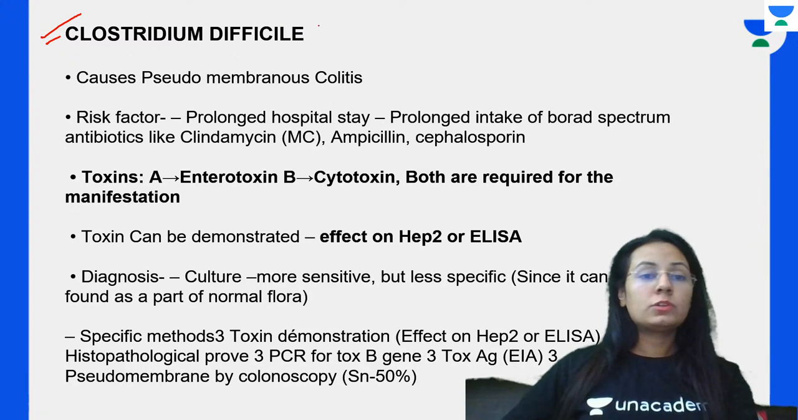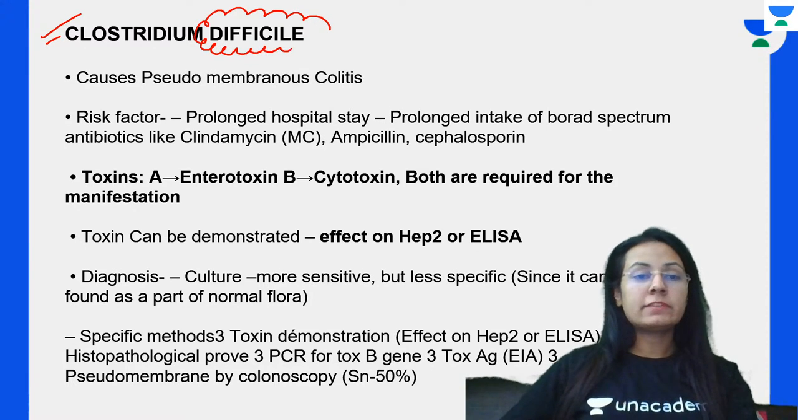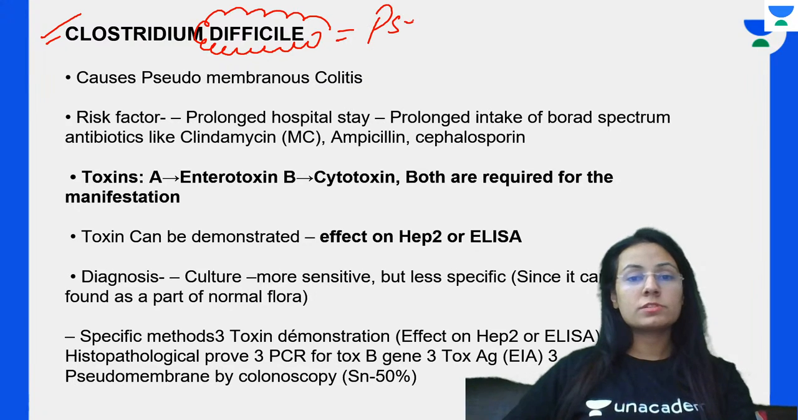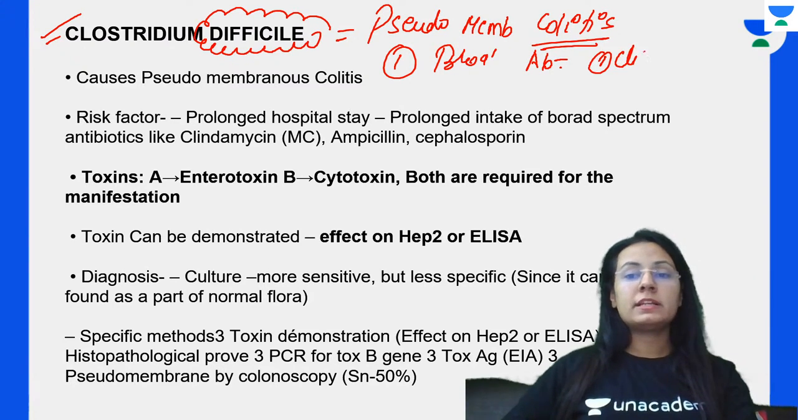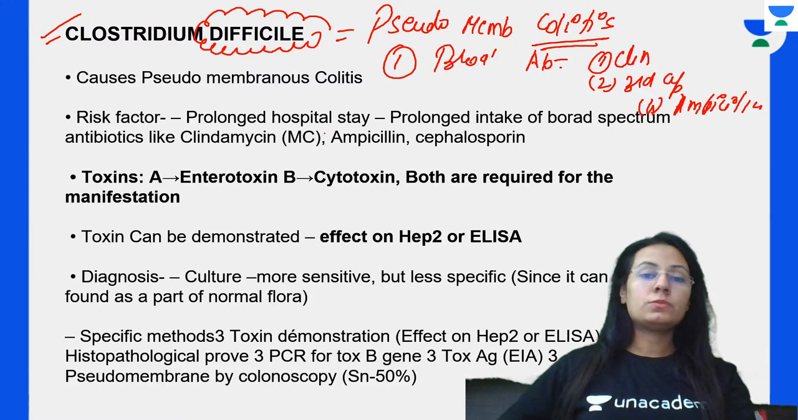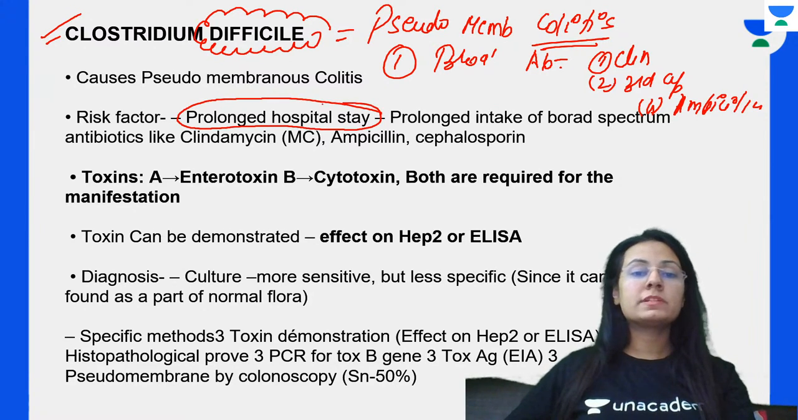Last one is the Clostridium difficile, and very important, it causes pseudomembranous colitis. What are the risk factors? The person on broad spectrum antibiotics, mainly clindamycin, third generation cephalosporin or ampicillin, penicillin, and the patient having a prolonged hospital stay with prolonged intake of broad spectrum antibiotics.